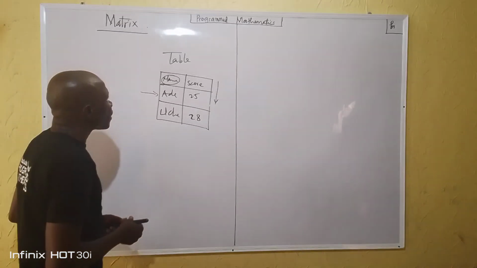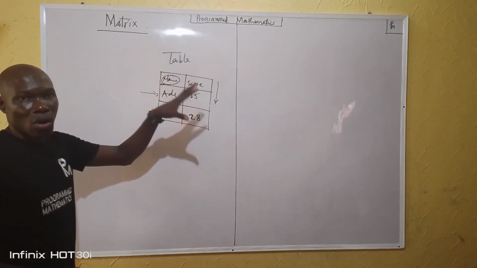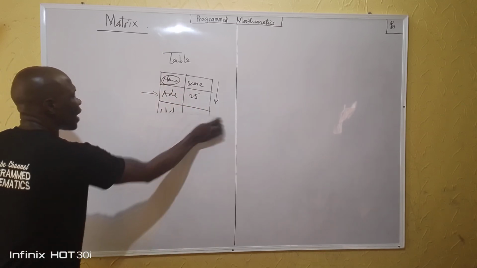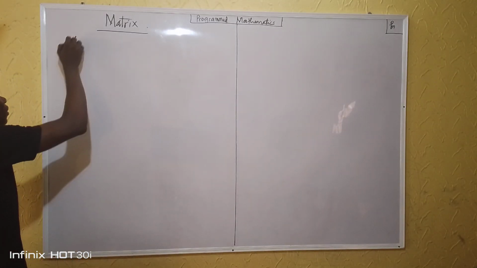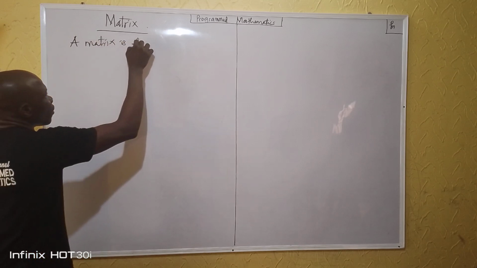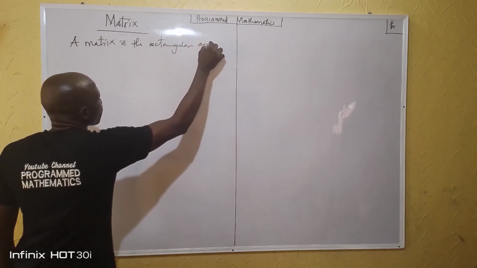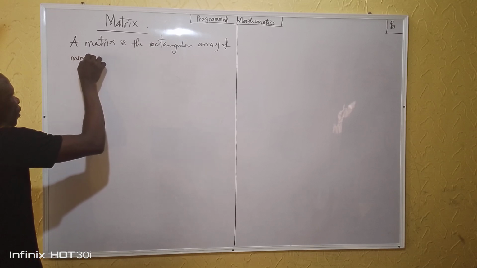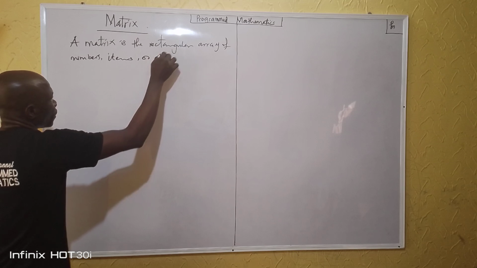All right, so what we're saying in essence is that a table also is just a form of horizontal or vertical arrangement of items. And so, what then do we mean by a matrix? Okay, so a matrix is a rectangular array of numbers, items, or objects.